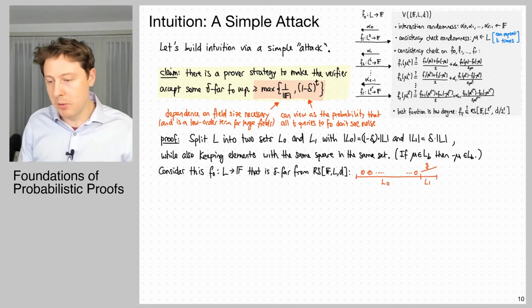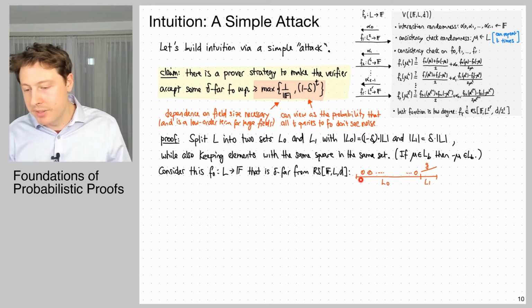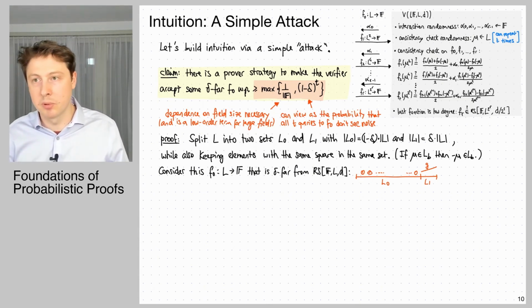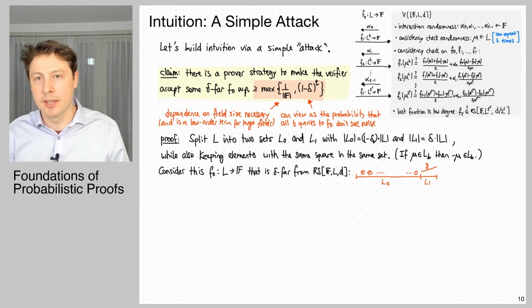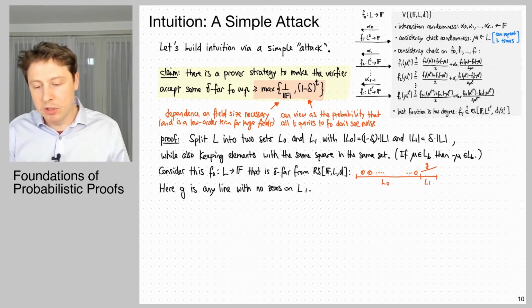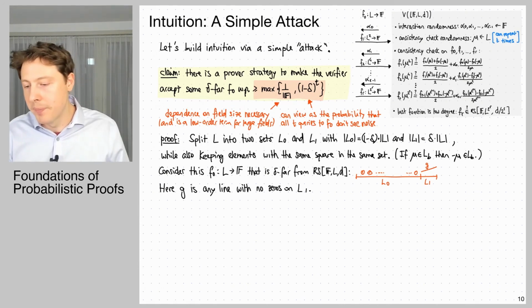So here's the f0 we're going to write down. We're going to put zeros everywhere on L0, okay? So it's mostly zeros. And then there is this delta fraction where we put something non-zero. And what do we put there? We're going to put the evaluation of a line. So we take a degree 1 polynomial, any polynomial that has degree 1 that just doesn't vanish on L1. So I want this to be a line that has no zeros over L1, so it's all non-zeros, okay?